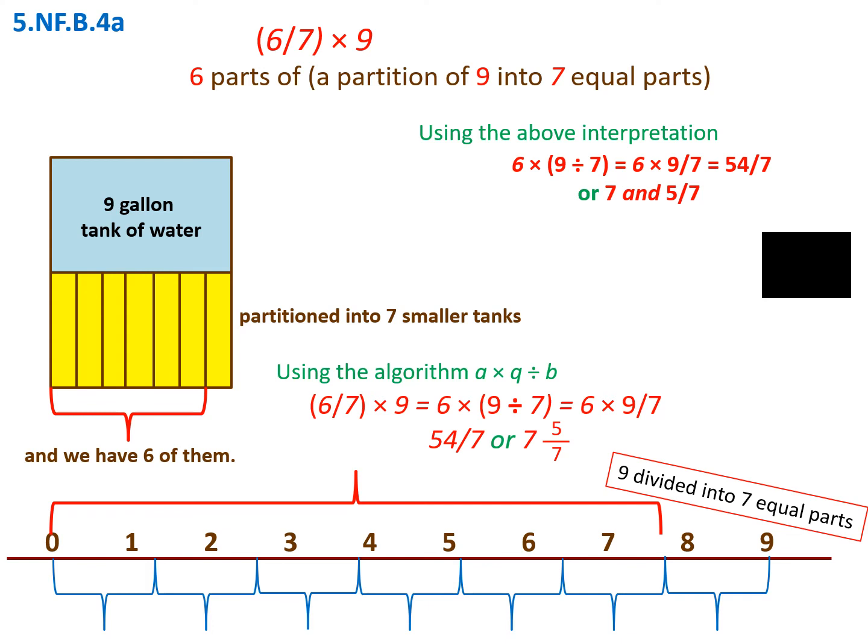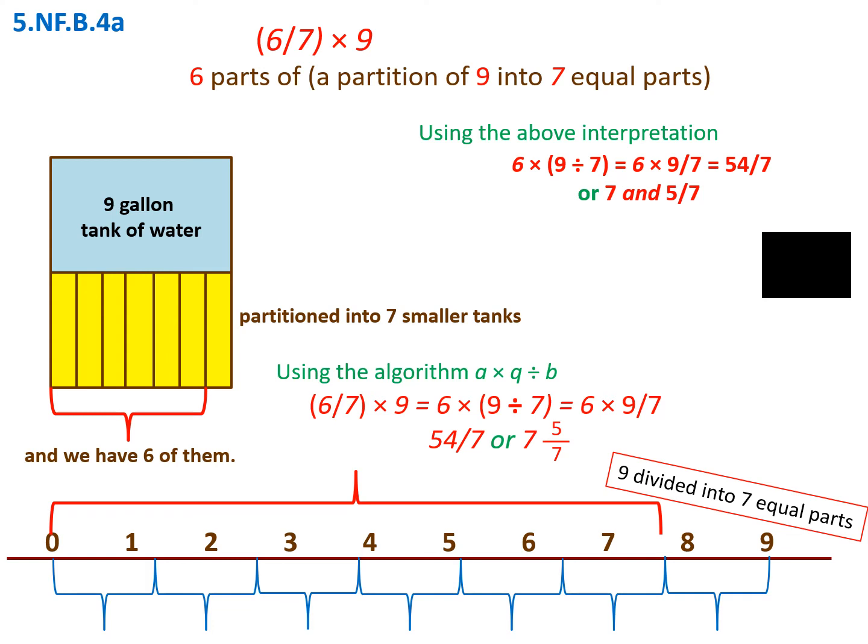Now let's look at another example of this interpretation. 6/7 times 9 means that we have 6 parts of a partition of 9 into 7 equal parts. Using this interpretation, 6 times 9 divided by 7 equals 6 times 9 sevenths, or 54 sevenths. I've taken a 9-gallon tank of water and put it into an area model, partitioning it into 7 smaller tanks, knowing that we will have 6 of them.